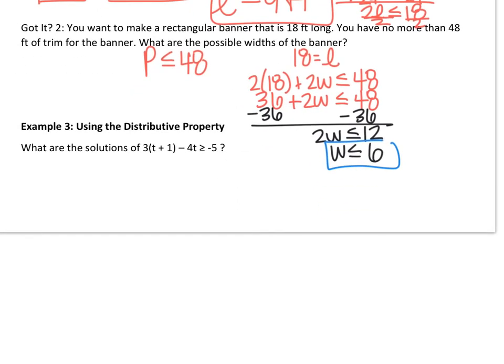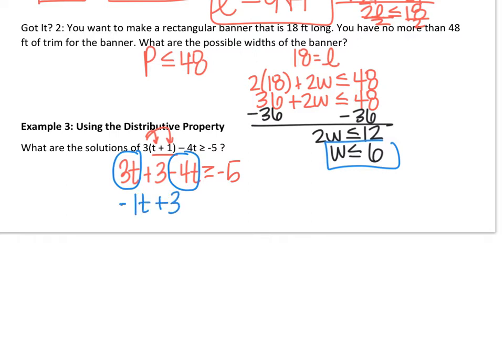Okay, example 3. We have an inequality. We want to solve it. There's grouping symbols, so the first thing we need to do is get rid of them. And that's going to give us 3t plus 3 minus 4t greater than or equal to negative 5. Now, on the left-hand side, I have 3t minus 4t, so that's negative 1t greater than or equal to negative 5.